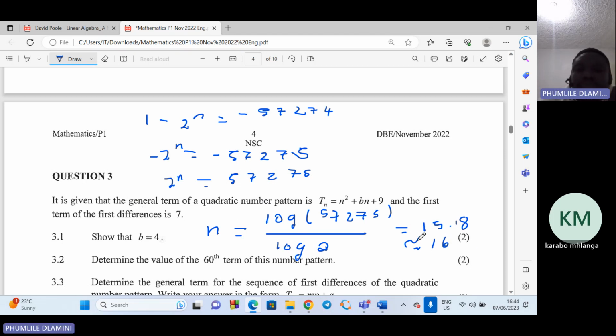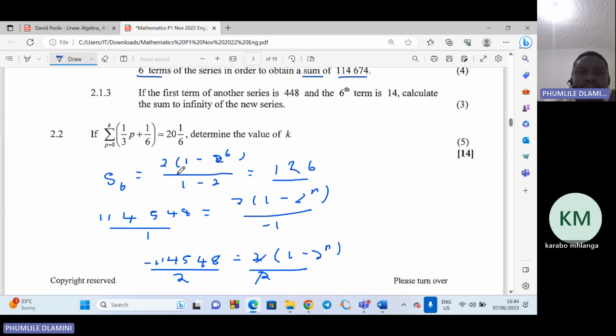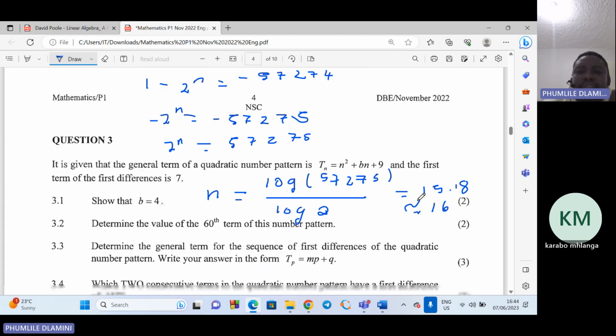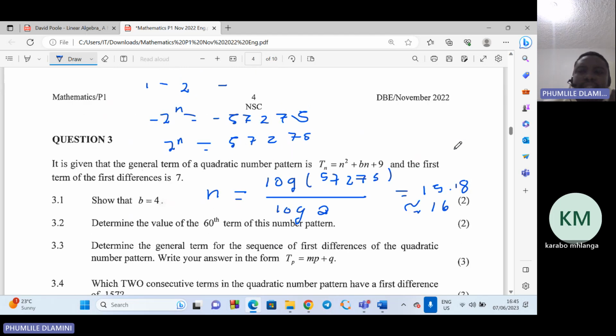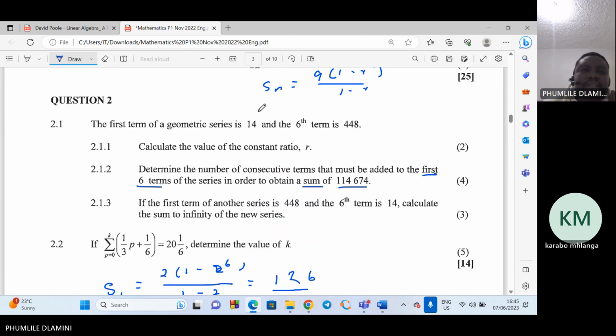So this is how you do it. Did you follow how we were working it out in order for us to know the answer? In order for you to get the answer here, the number of terms that you must add is 16. But the first time you calculate, you get 15.8, then you round it to the nearest whole number. When you round it, you're going to get 16. So this is exactly the answer for what we did.